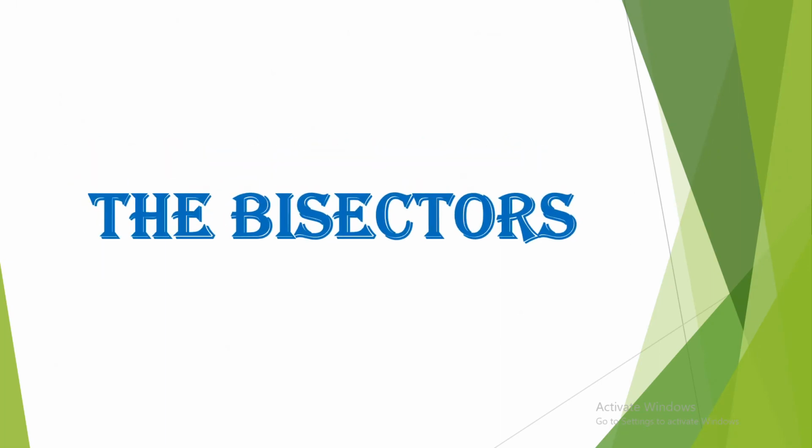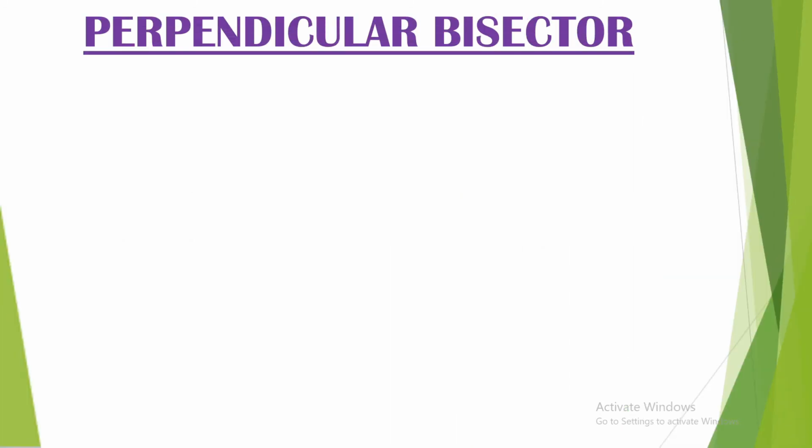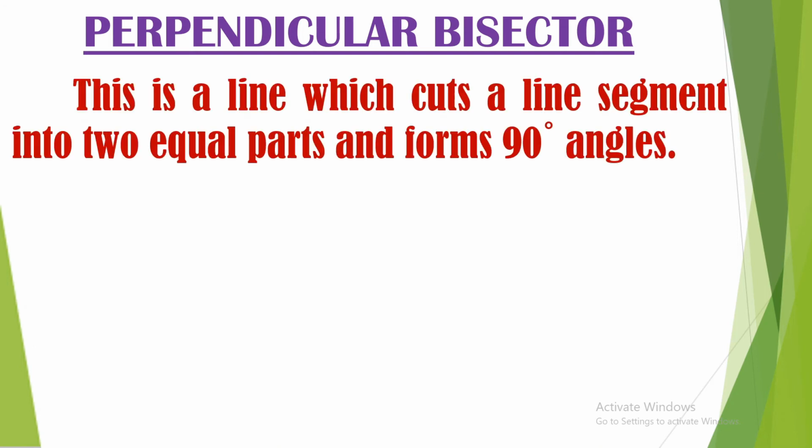Can you still remember what are bisectors? That's great. When we say bisectors, these are lines that divide an angle or a segment into two congruent parts. So we now have here what we call perpendicular bisector. This is a line which cuts a line segment into two equal parts and forms 90-degree angles.